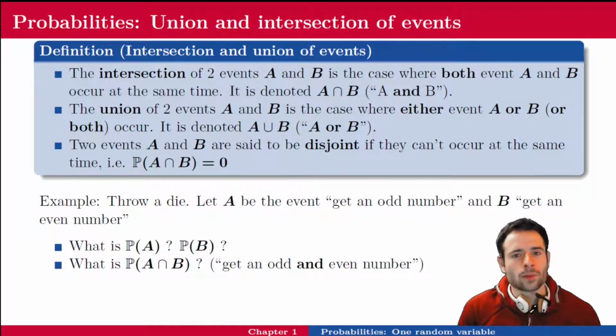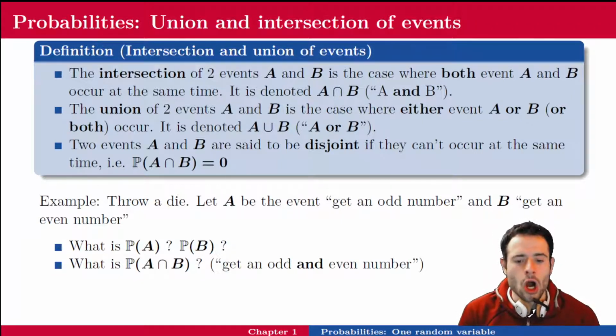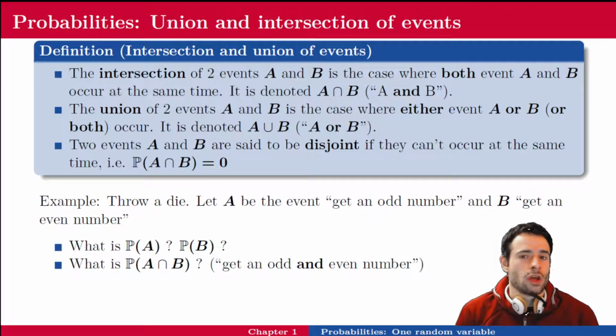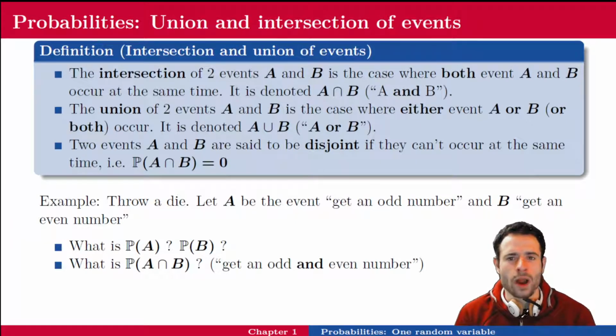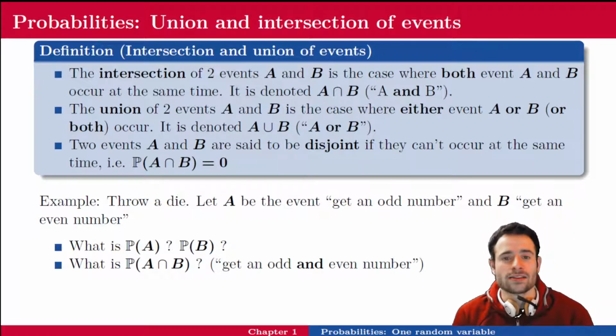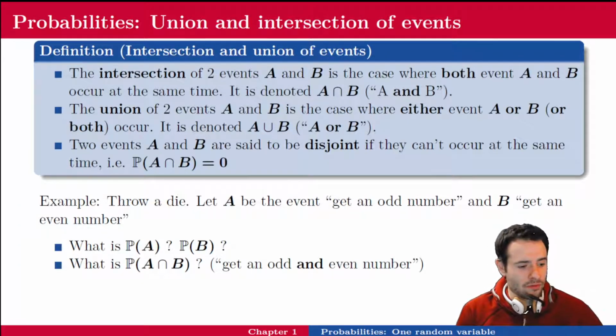Now, what is the probability of getting an odd number and an even number at the same time? You can imagine that if you throw one die, you only get one number at a time, and a number cannot be even and odd at the same time. It is impossible. It's either one or the other. So the probability of A and B happening at the same time will then be equal to 0.